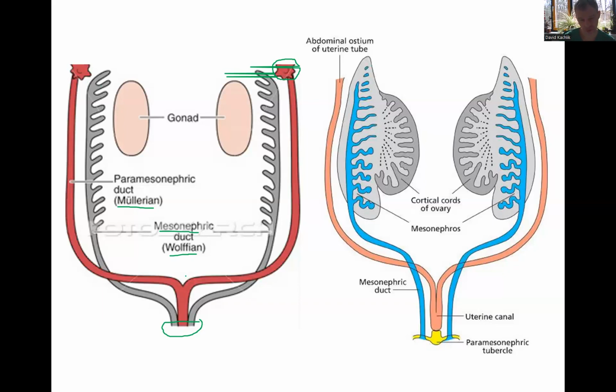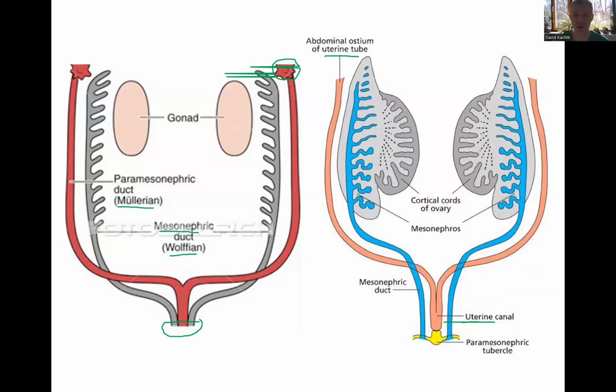The inferior parts of the Müllerian duct fuse together. That's why we have one unpaired uterus, and they open also in the cloaca. In males, the testis produces so-called anti-Müllerian hormone, and this anti-Müllerian hormone inhibits the development of the Müllerian duct, so the Müllerian duct totally disappears in males. So in females, it's important because it produces uterine tube and uterus and a bit of vagina.